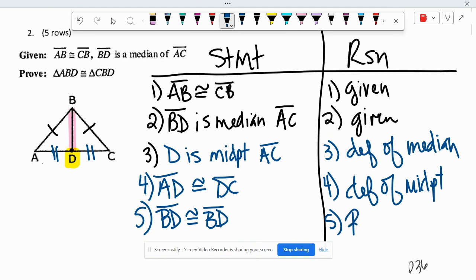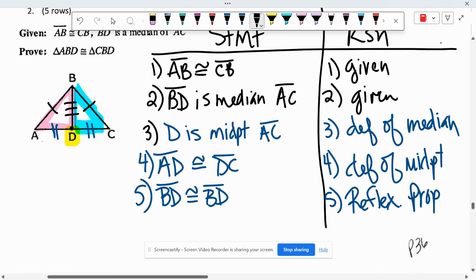Reflexive. The reflexive property. Remember yesterday I said think of it like your reflection. When you look in the mirror, you see yourself, it reflects, right? So it's a reflexive property. So now look at what you have. You have this pink triangle right here compared to this blue triangle right here. And we just said that this middle piece is congruent to itself. So can I say that triangle ABD is congruent to triangle CBD?